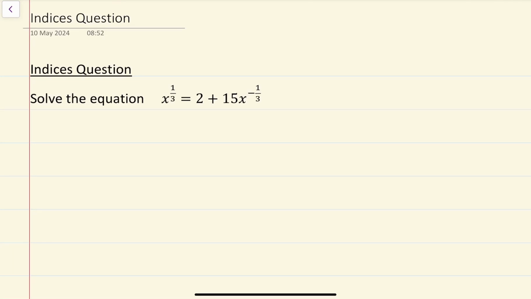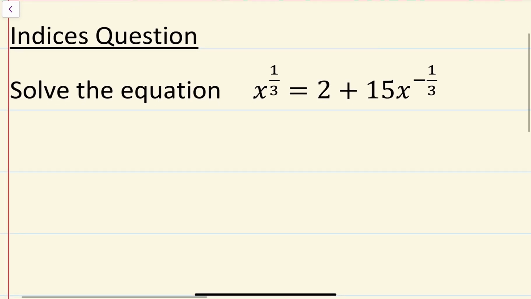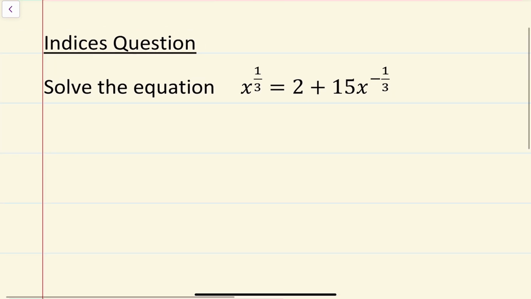Okay, this is an indices question which probably leads to quadratics, which probably leads to logs, I would imagine. We will see in a wee second. Now, the question says, solve the equation x to the power of 1/3 equals 2 plus 15 x to the minus 1/3. Now, you maybe have seen a similar question to this.